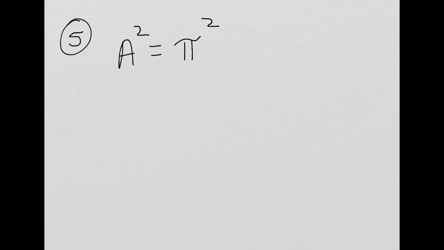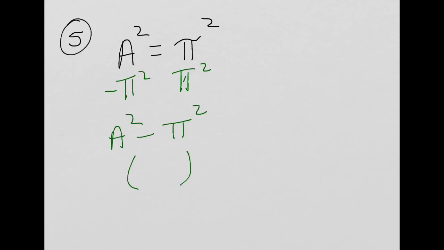And the last one we're going to do, a squared equals pi squared. So in order to factor that, first we need a zero pair because it has to equal 0 in order to factor. So we would subtract the pi squared. So it'd be a squared minus pi squared. Now this is not a trinomial, but I do have two terms, so I can see if it's the difference of two squares. So a squared is a perfect square. Pi squared is a perfect square. Subtraction, so I do a quick plus and minus. The square root of a squared is a, and the square root of pi squared is pi. And that would be my factored version.